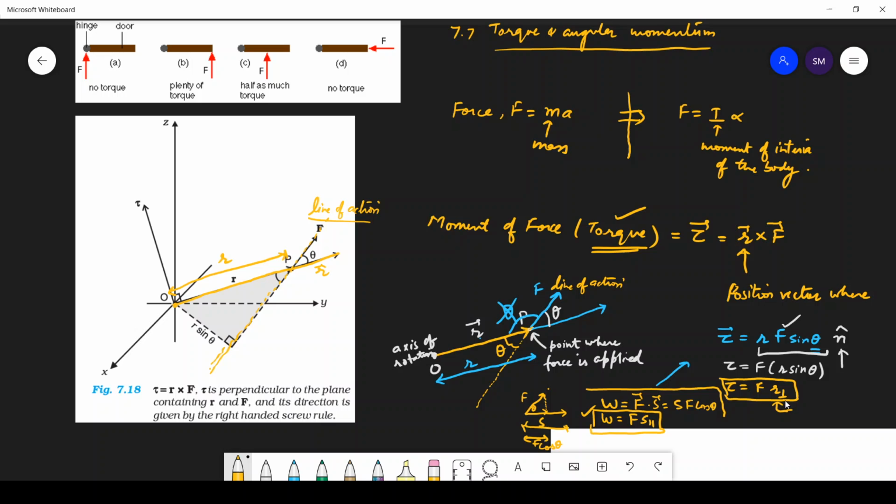So what is the meaning of this r perpendicular? You extend the force, this is your line, extend the force line. Yes, line of action.